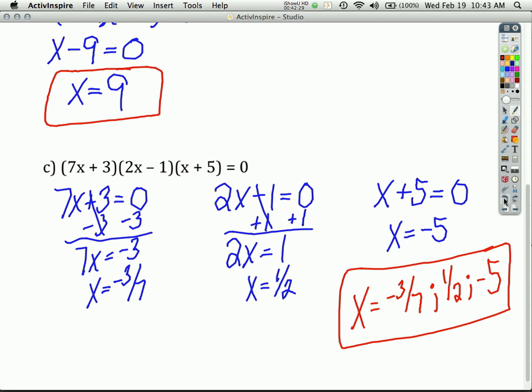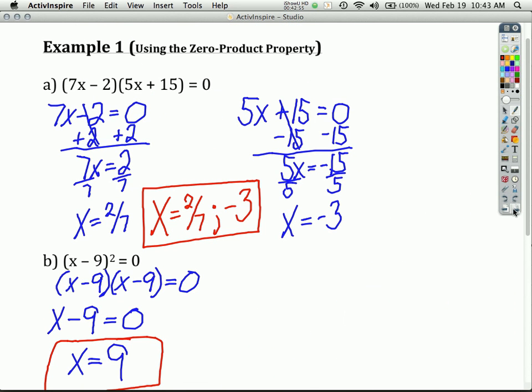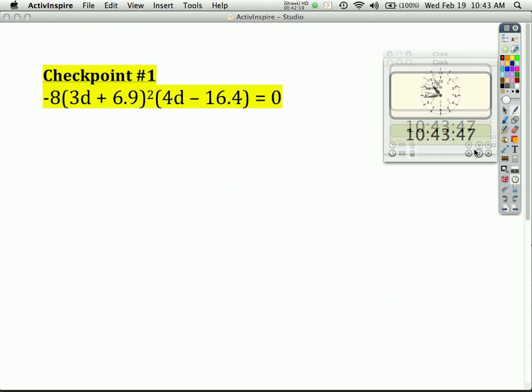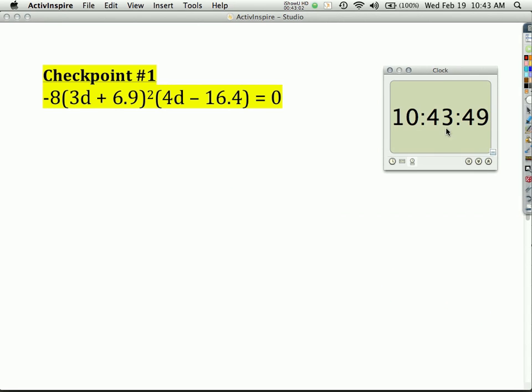How do you know which way the line's going to go when you do a linear equation? You're close. The slope, that's right. If the slope is negative, it goes up to the left. If it's positive, it goes up to the right. So it's going to be something like that. Very good question. All right, so let's see how we're doing so far. Checkpoint number 1. You got one equation to solve. You got 3 minutes to solve.